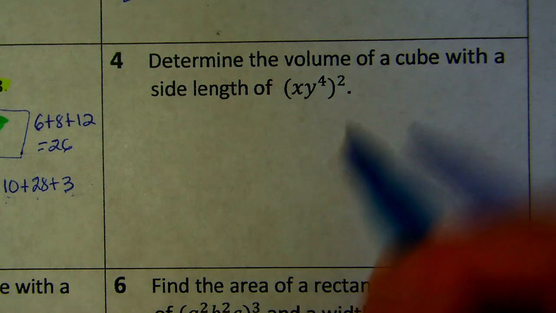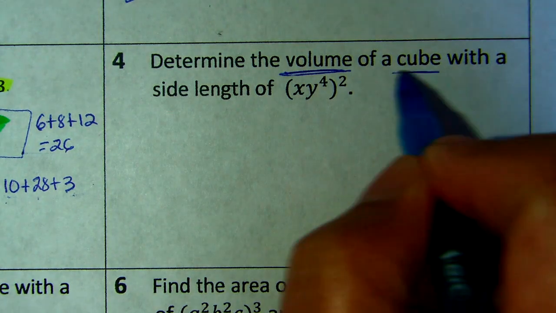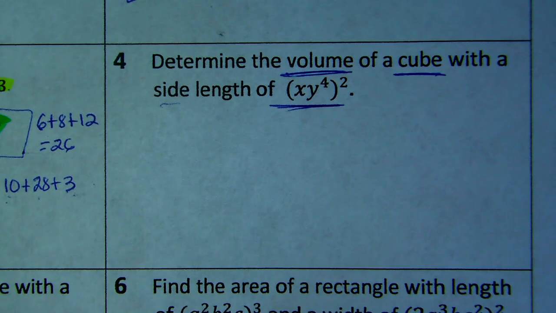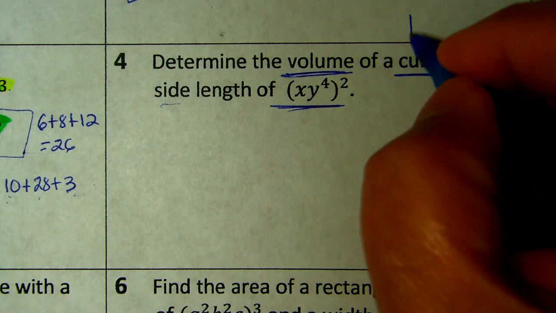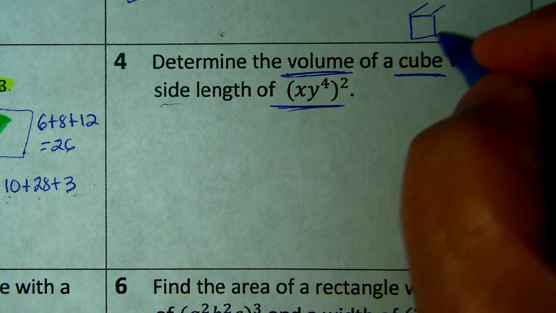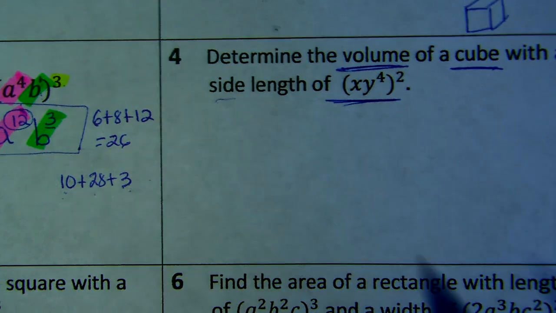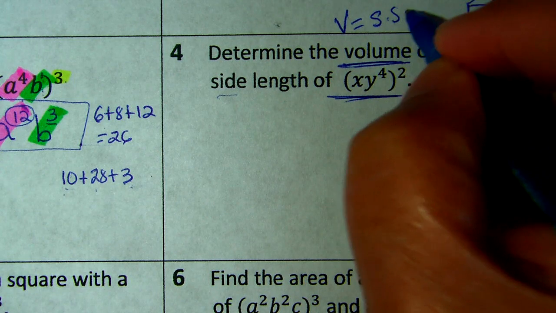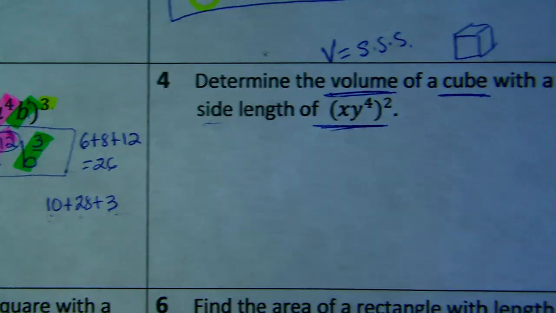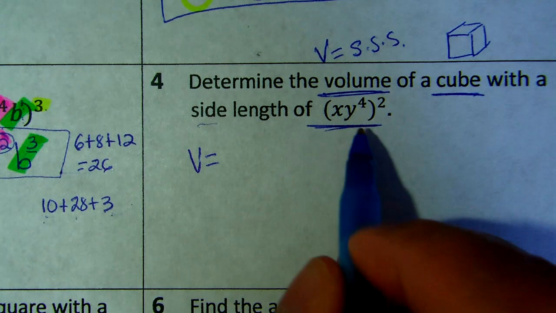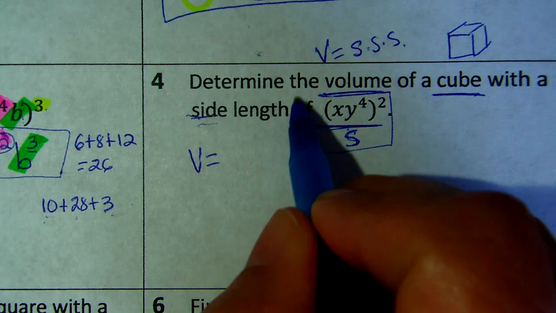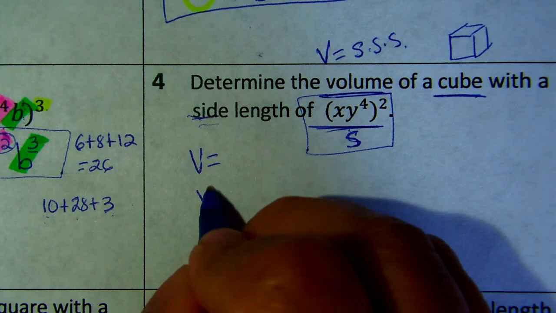Now, this is one of the beginning of the applications. Determine the volume of a cube with a side length of this. All right? We already mentioned about the application. A cube looks like this. All right? And the volume, the formula for the volume of a cube is side times side times side. So that's what we're going to do. The volume is going to be each of the sides measures this. Okay? Let me write it over here.